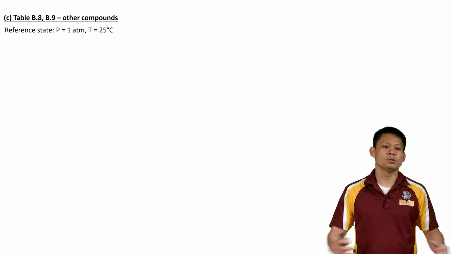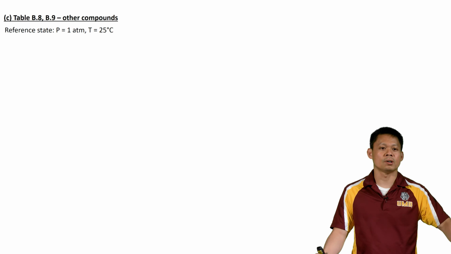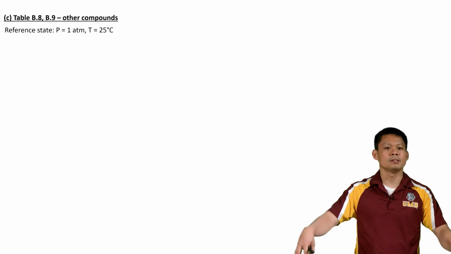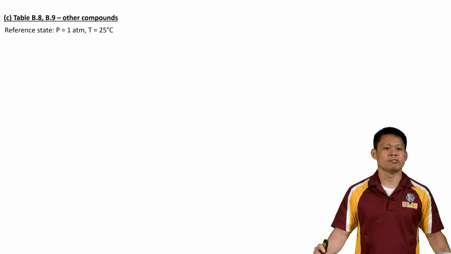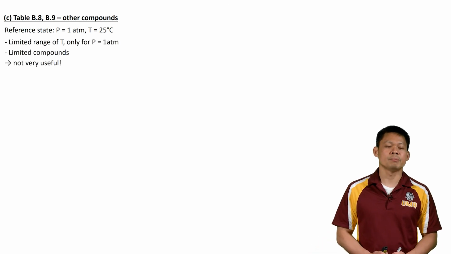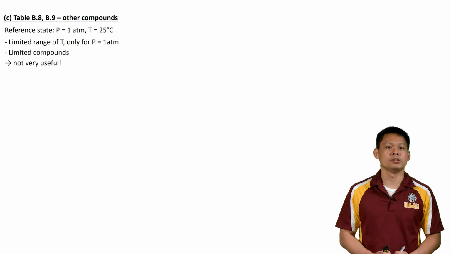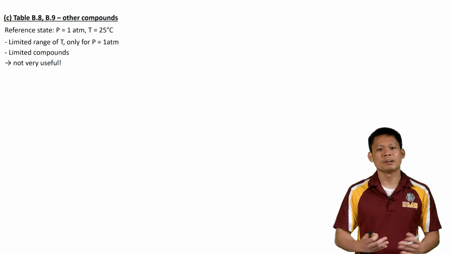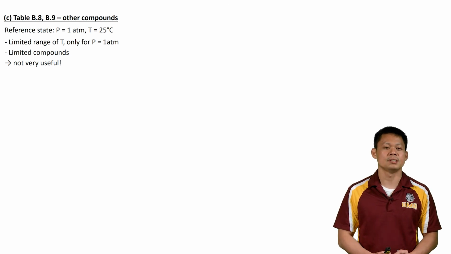Which means you cannot cross-use these tables. You cannot pick a value of water from table B5 and then use something from table B8 or 9 because they are defined from a different reference state. You will see that there's a limited range of temperatures. It's only for a single pressure, with a very limited number of compounds, and so in general this is not very useful. Occasionally you might find something given the question or given your application that might be able to use these tables.